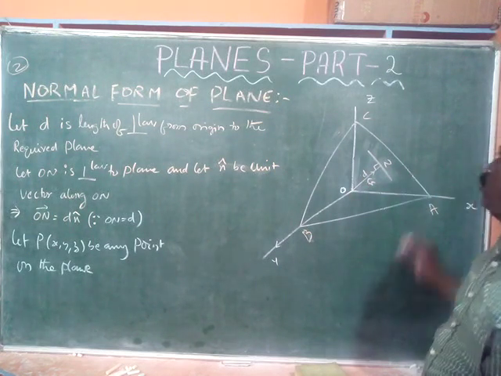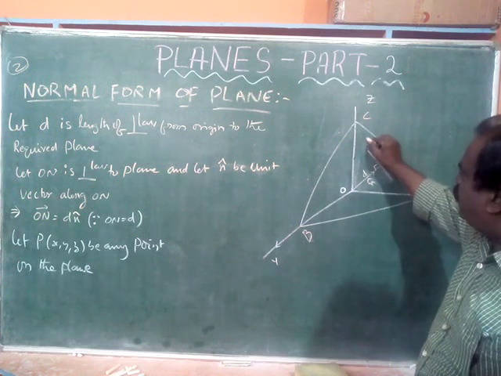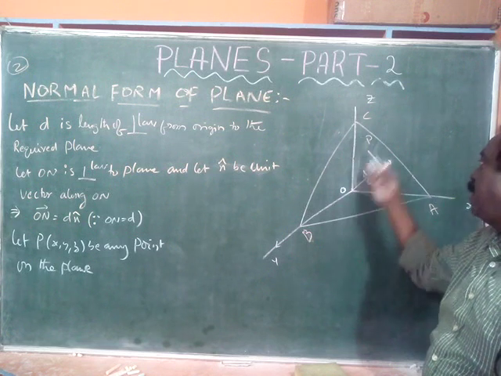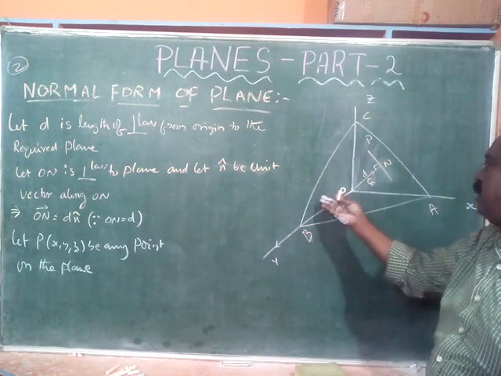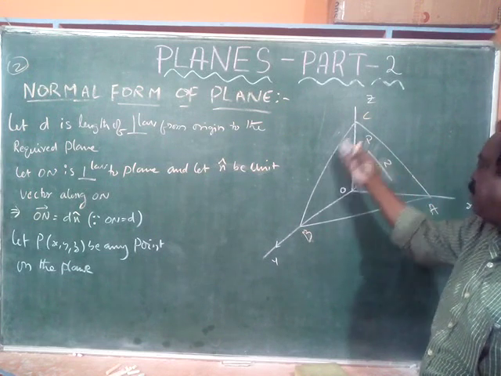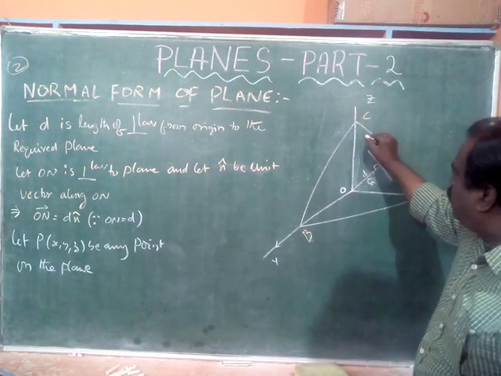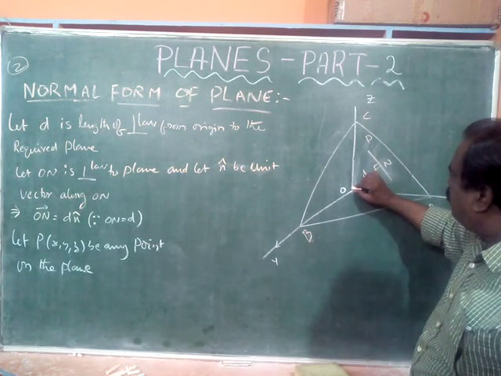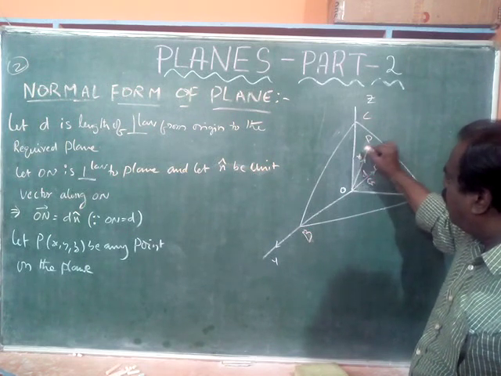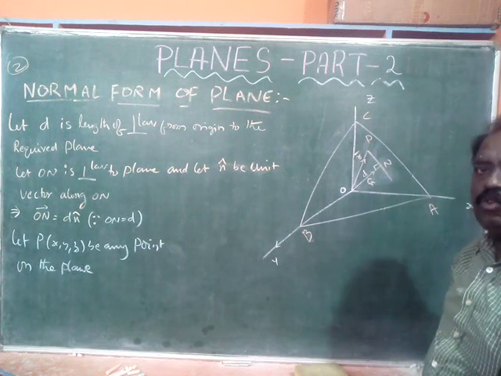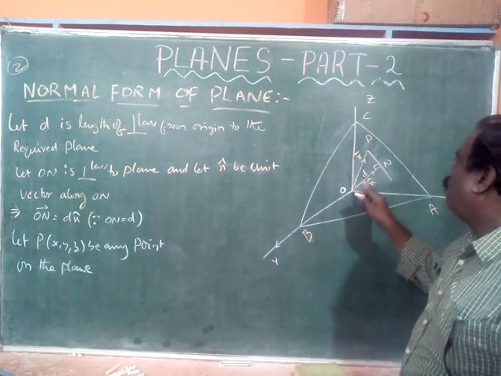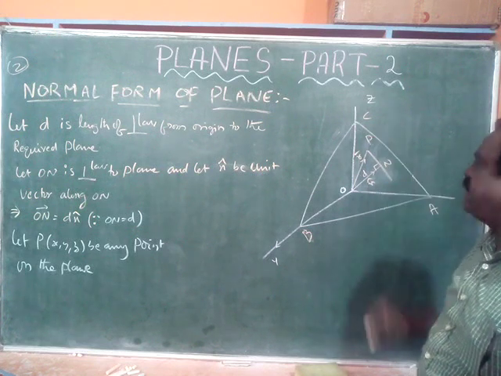Certain. Take P as any point in the plane. At any place on the surface of the ABC plane, P is a point such that OP is R units. We assume it is R, not the units, R bar. OP is R bar, a vector.